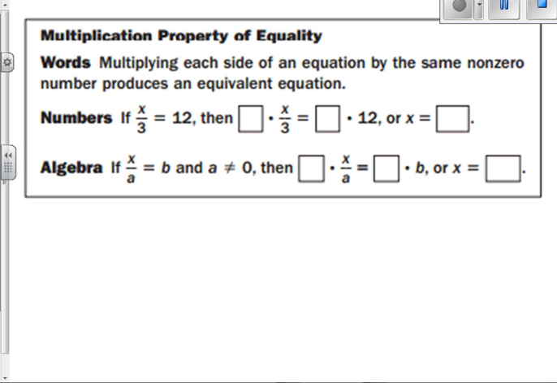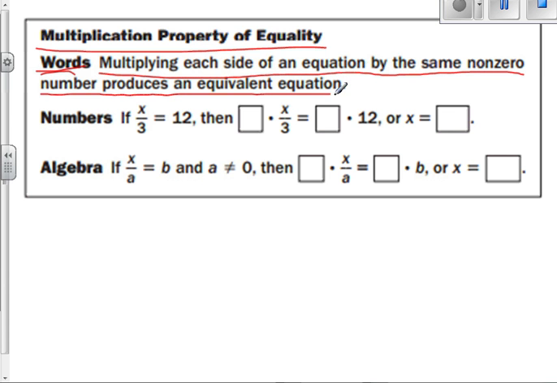So multiplication, exact same thing, more or less. You're just multiplying both sides by the same non-zero value to keep the statement true. So let's look at our property in words right here. Multiplying each side of an equation by the same non-zero number produces an equivalent equation.